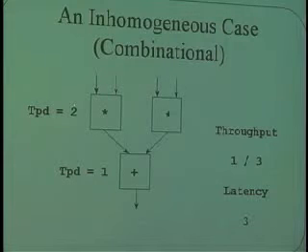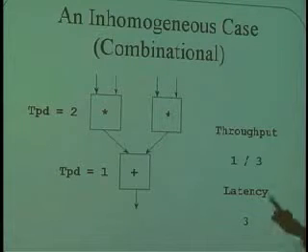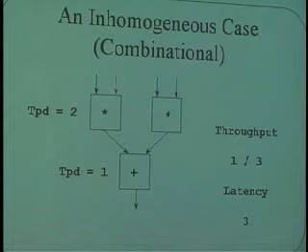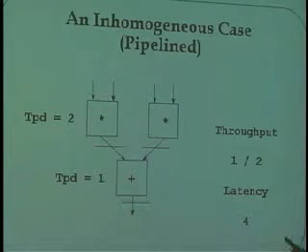Okay, let's take a look at this one here. We have 2 multipliers, and they take 2 time units to get their job done. And then we have an adder at the end that takes 1 time unit to get through. In a circuit just like this without pipelining, the latency is going to be the longest path from input to output, which is 3. And the throughput is just 1 over the latency, right? But if we pipeline it, the throughput can get better, and the latency will get worse.